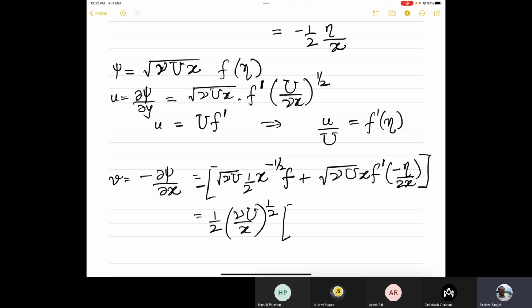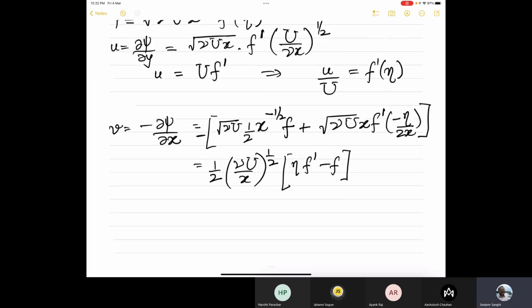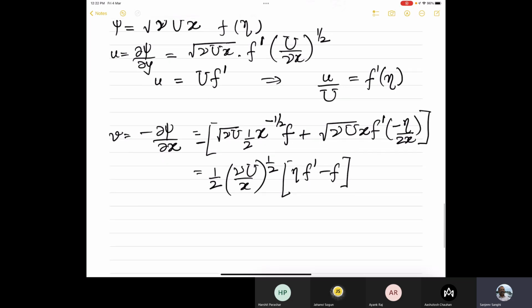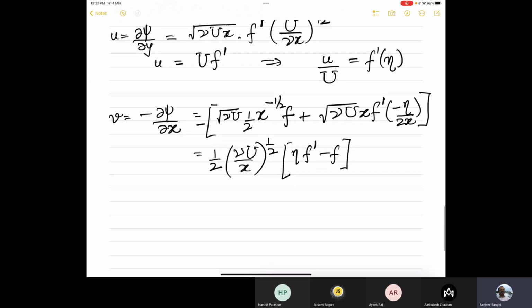There's a minus sign outside which I forgot, so I take that inside. So then it becomes eta times f prime minus f. I had forgotten this minus sign, so please put this in. So that is what v becomes. So u is equal to capital U f prime of eta, and v is equal to half u by x to the power of half eta f prime minus f. Again, this is just derivation.